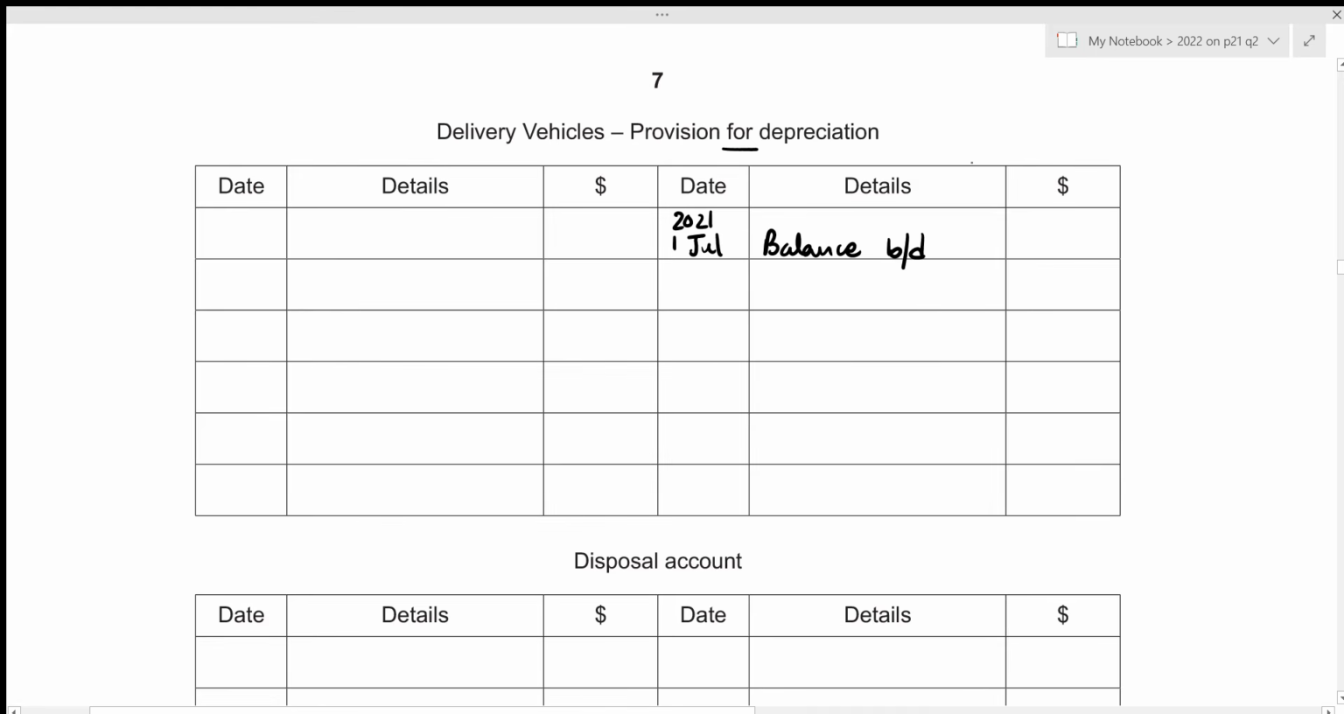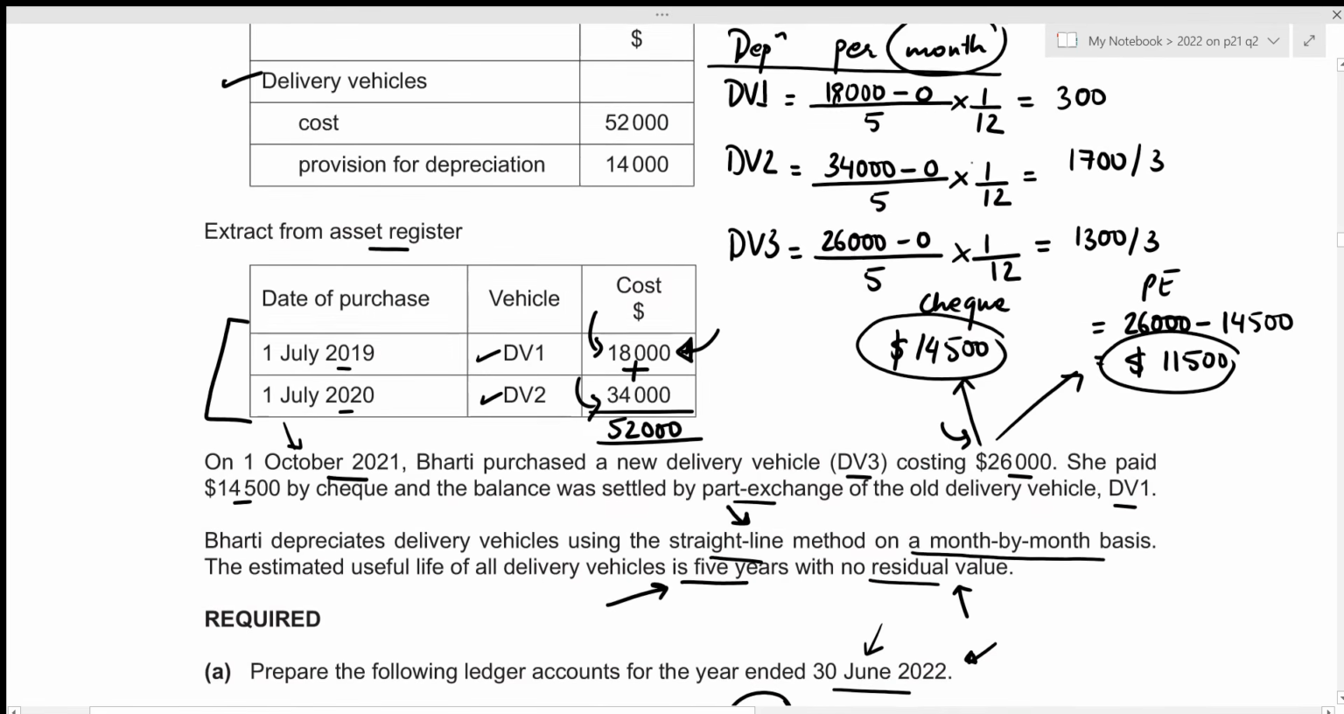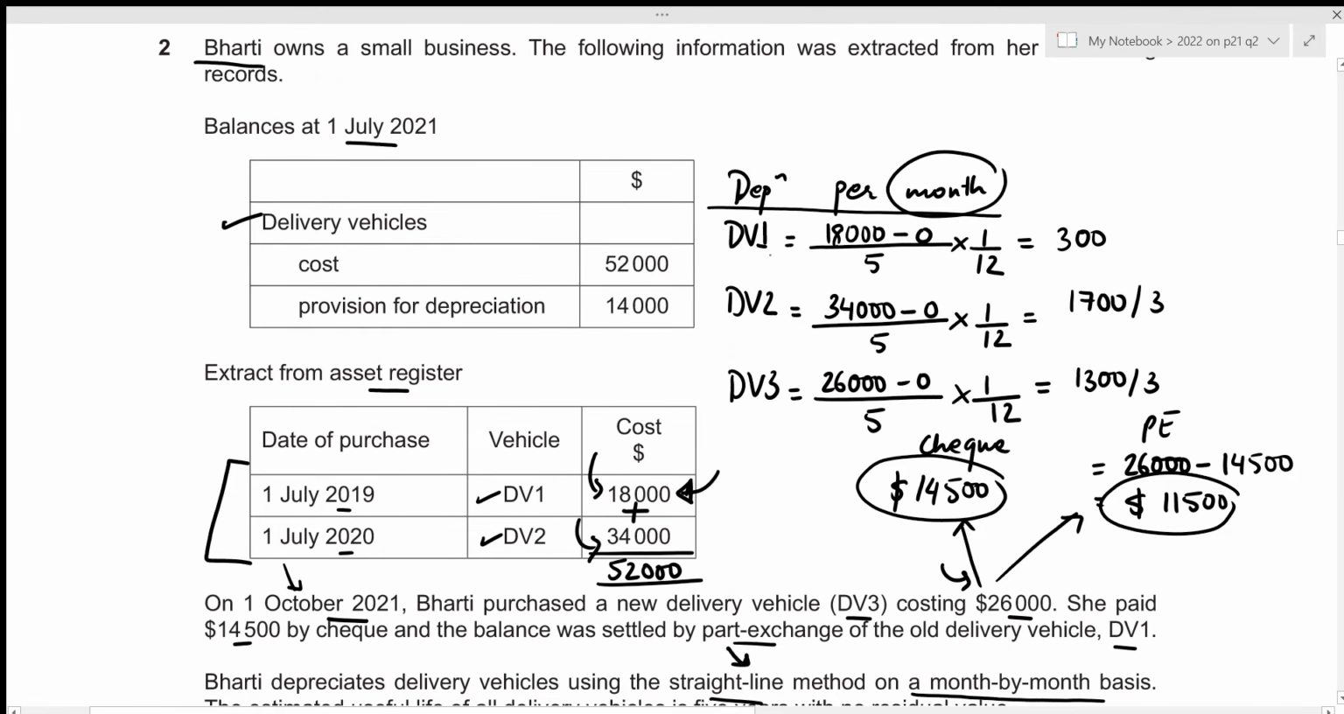Now this opening balance should record the accumulated depreciation of our existing delivery vehicles at the date of 2021 1st July. And at this date, we had the delivery vehicle 1 and delivery vehicle 2. So we just need to figure out its accumulated depreciation. Now let's figure out our accumulated depreciation from the above information. We already figured out that the depreciation per month for delivery vehicle 1 was 300. And we can see that the date of purchase is 1st July 2019. And from this date till the date of 1st July 2021, there is a time frame of 2 years, which means that the accumulated depreciation for delivery vehicle 1 is going to be the depreciation charge for 2 years, right?